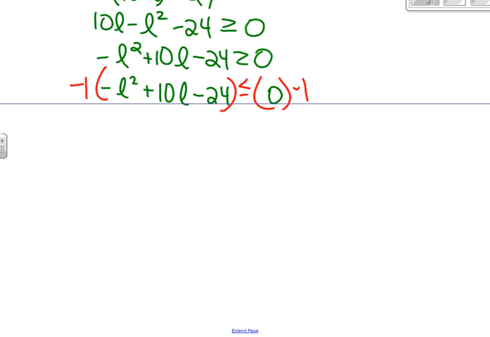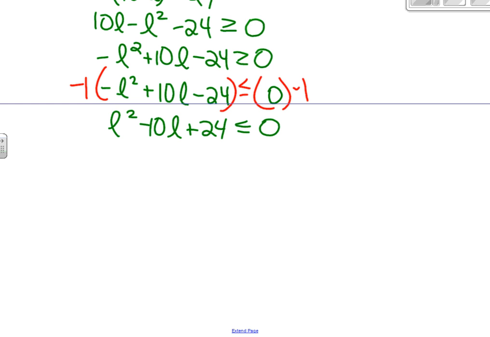This is a correct math statement and this is a correct math statement. Then when I multiply through by -1, this will be L squared minus 10L plus 24 is less than or equal to 0. So it might seem a little unique to you that we're looking for something less than or equal to 0, but it just works out that way based on our problem that we're looking at.